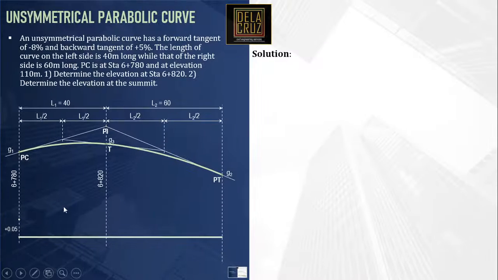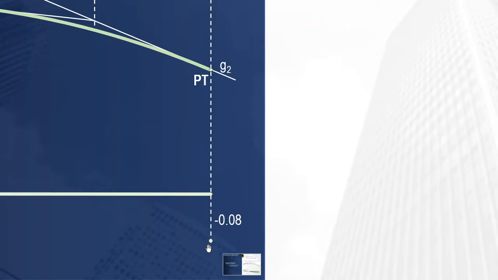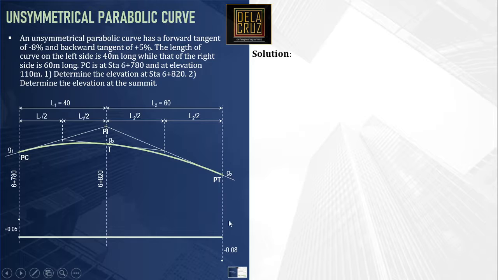Okay. Now next, we have here the grade at PT. So that is negative 8%, the forward tangent. Okay, below the neutral line. This one. Okay. Now, since this is unsymmetrical parabolic curve, we need to know the value of G3. Okay, so take note, G3 is not given in the problem. So how do we solve the G3?